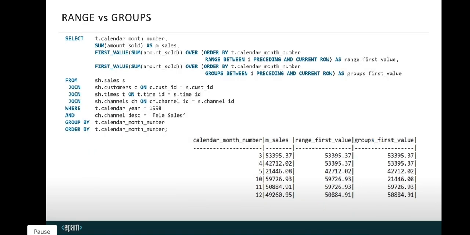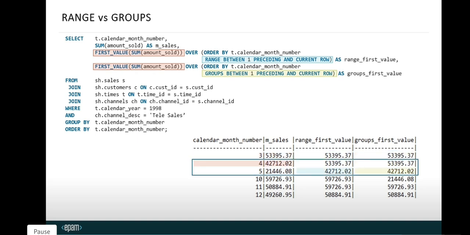The following example shows the difference between the range and groups modes. The report shows sales by one of the channels for 1 year. The data is aggregated to a month. We use the first value function twice in the query, but in the first case the frame works in range mode, and in the second case it works in groups mode. We can see that for the first 3 lines, these functions return the same result. We can see the difference in the line with sales for the 10th month.